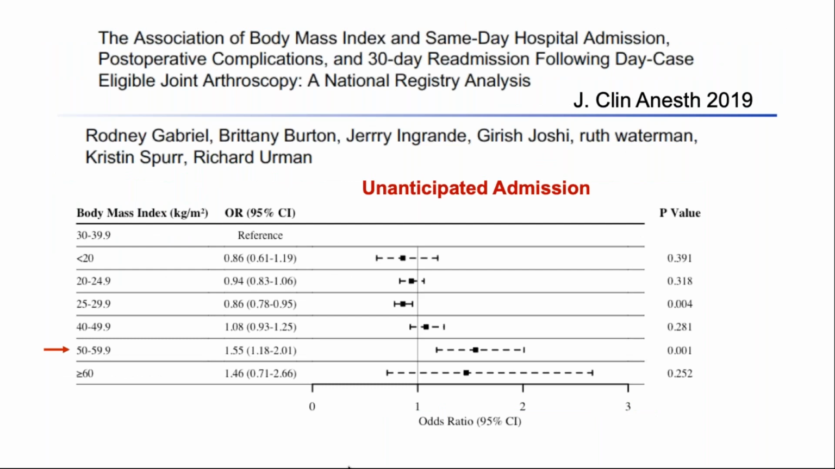This is a paper that we published recently, again trying to understand at what BMI we see increased risk of unanticipated admission as a function of increasing BMI. And consistent with other literature, we found that when BMI is above 50, you start seeing increased risk of unanticipated admission.